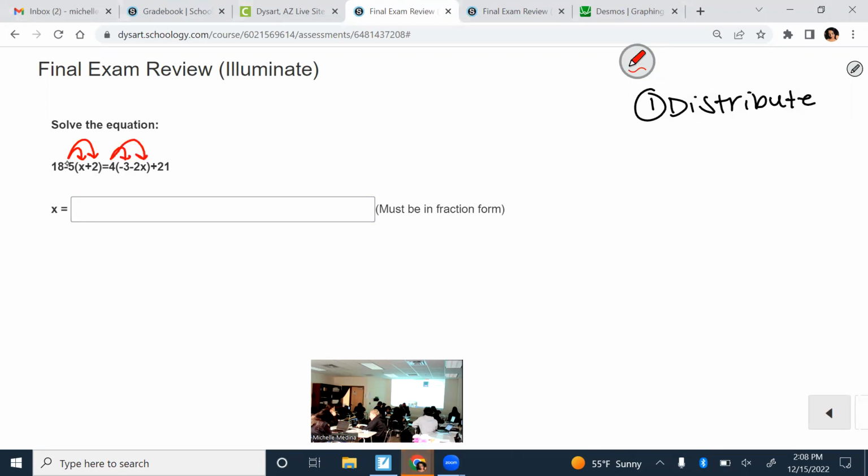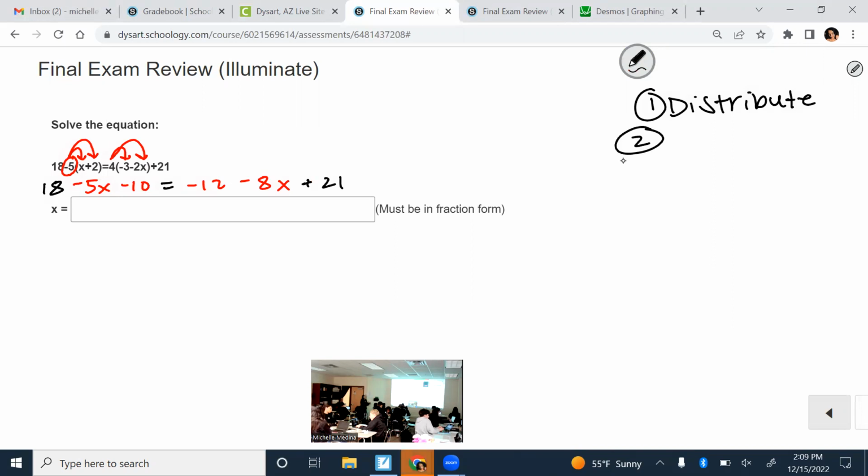When I distribute over here, also make sure you keep the sign that's in front of each term. So it's a -5 times both of those numbers. So it's -5 times x, -5x, and -5 times 2, -10. I'm going to bring down the 18 over here. And then we have to distribute again. What's 4 times -3? -12. And 4 times -2x, -8x. Good, and then bring down that plus 21. So that's step 1, distribute.